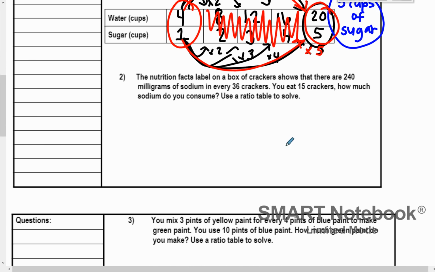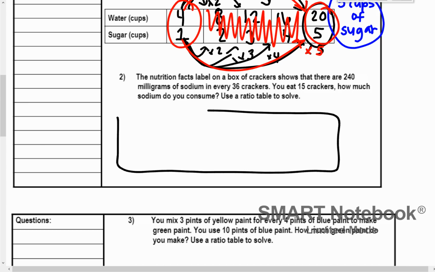Here's an example where we might not be able to go straight there. Okay, so let's start by making our table. We have the nutrition facts on a box of crackers show that there are 240 milligrams of sodium in every 36 crackers. If you eat 15 crackers, how much sodium do you consume? All right, so we're talking about sodium and crackers.